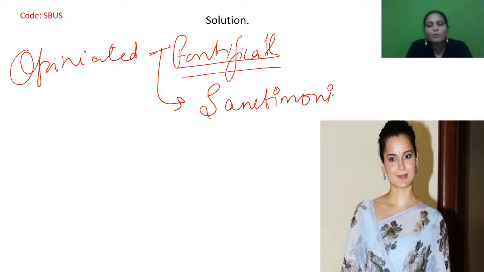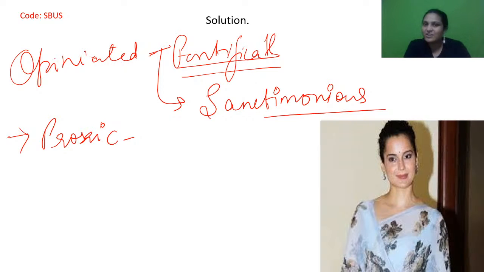Somebody who feels they are morally superior. All right. So, has anybody seen The Big Bang Theory? So, if you look at Sheldon Cooper or his girlfriend Amy Farrah Fowler, they're both very sanctimonious. They feel they're morally superior to others. All right. And they're very judgmental. Okay. Opposite to this is prosaic.